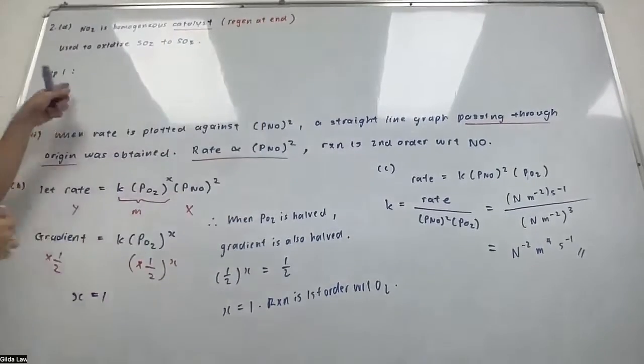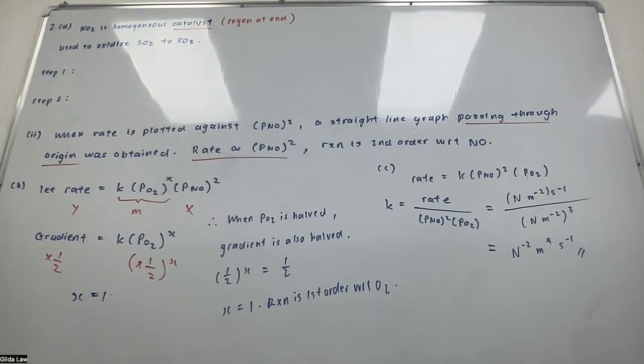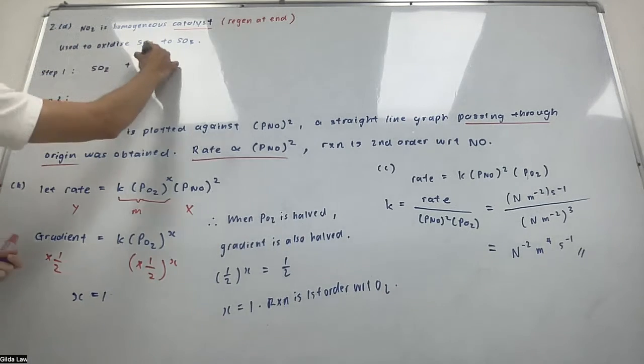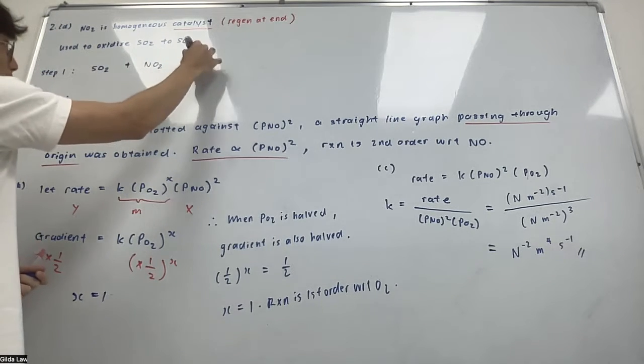Meaning to say, at the end of step 2, what must you have? There must be an NO2 there. You're going to use NO2 at the start, and then NO2 must appear at the end of step 2. So we just have to bear that in mind. Now we just try step 1. Next time when you see this kind of mechanism question, SO2 is the starting compound, so you must start off with step 1, reacting with NO2. And then let's put our arrow.